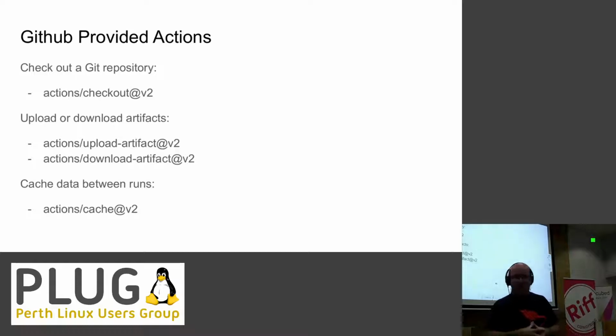There is a cache action which you can use to preserve data between runs of the job. So let's say that every time you check code into master, you've got a Node.js project, and the first thing you do is you run npm install to download all of your dependencies.